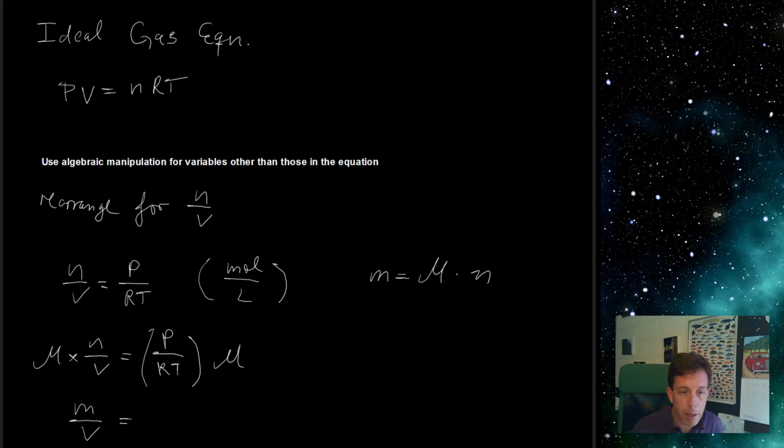equals the pressure of the gas times the molar mass divided by RT. So if you know the molar mass of a gas, you can then find its density. Let's do an example calculation.